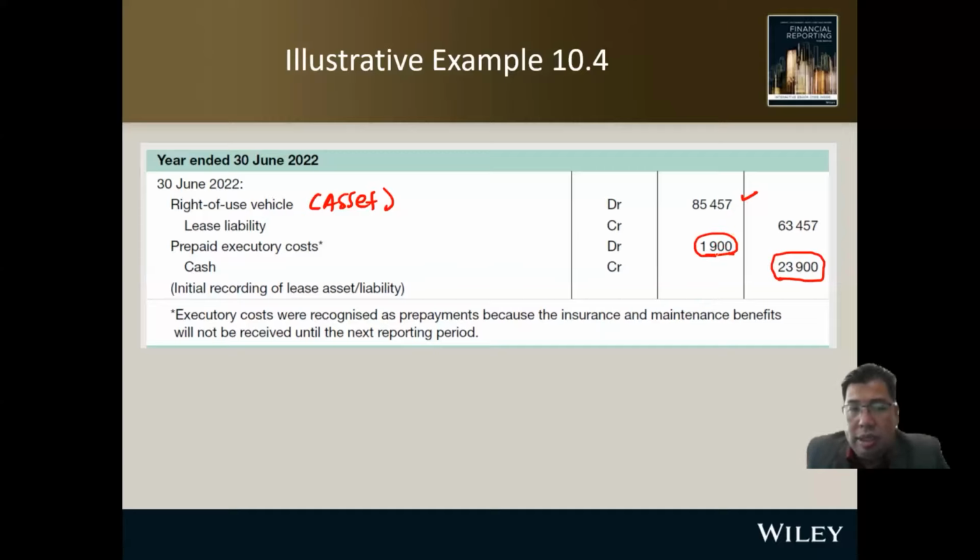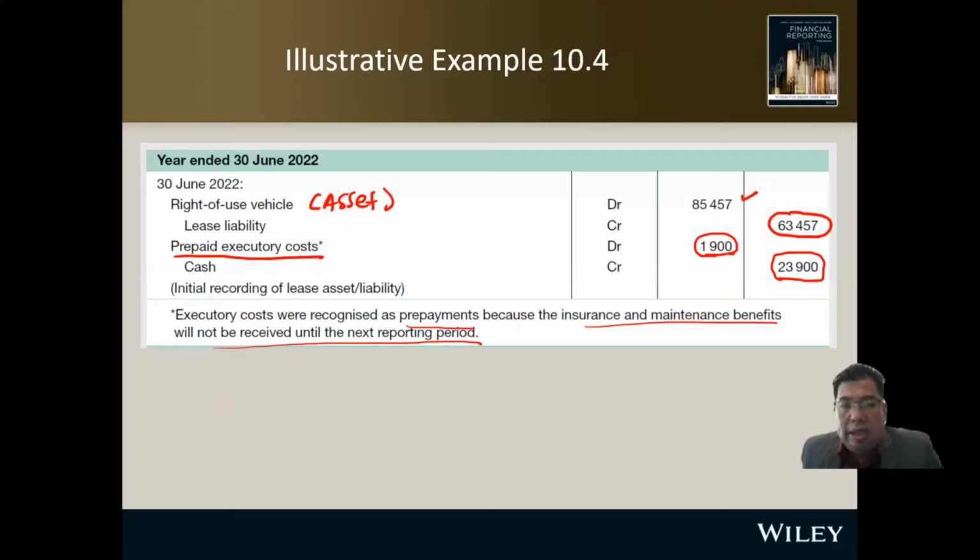But since we are not using this yet, we record it as prepaid. Prepaid executory cost, or prepaid insurance for next year. And the balance will be your lease payment liability. So executory costs were recognized as prepayment. Why? Because the insurance and maintenance benefit will not be received until the next reporting period. Next year, you're going to receive the benefit. So for the time being, we record it as prepaid executory costs.